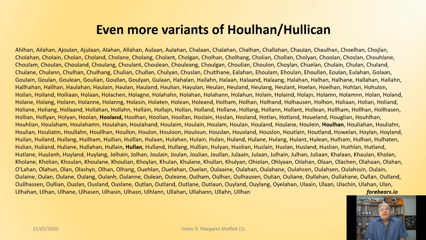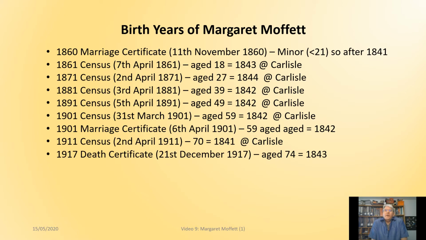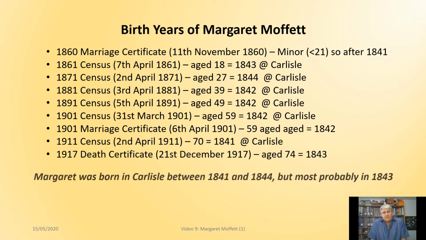So, following the path of least resistance, and given that first of all, Margaret mostly used the surname Armstrong, and secondly that great-aunt Winnie also thought that a Moffett once married an Armstrong, and thirdly because Armstrong has the fewest variants, we will begin by exploring the Armstrong options. From the various censuses, we know that Margaret was born between 1841 and 1844, but most probably 1843. The entries also consistently record her place of birth as Carlisle.